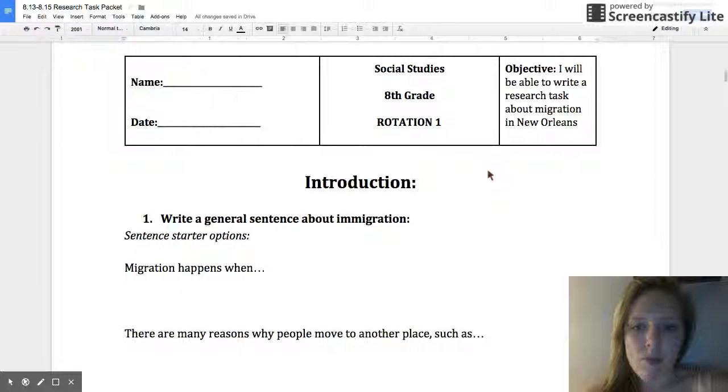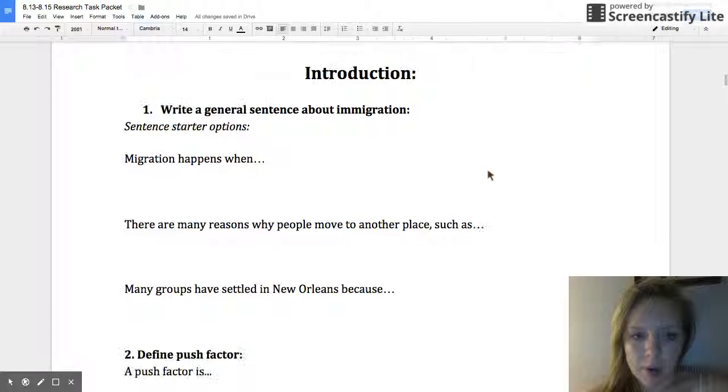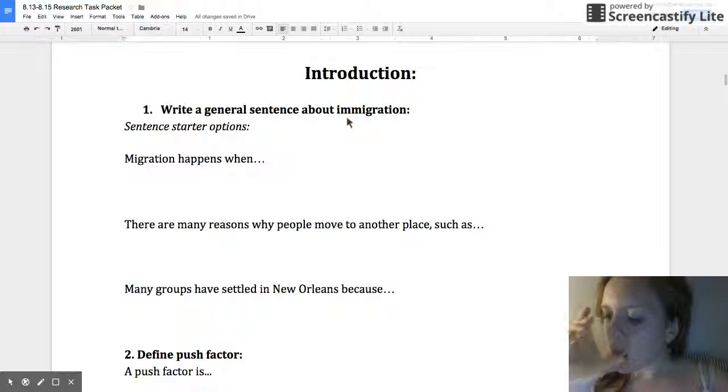All right. So let's start with the introduction. Flip over to the part of your packet where it says introduction and choose one of these sentence starters. Migration happens when there are many reasons why people move to another place, such as many groups have settled in New Orleans because. Go ahead and fill out one of these sentences as a starter for your introduction. Of course, if you want to do your own first sentence for your introduction, that's fine.